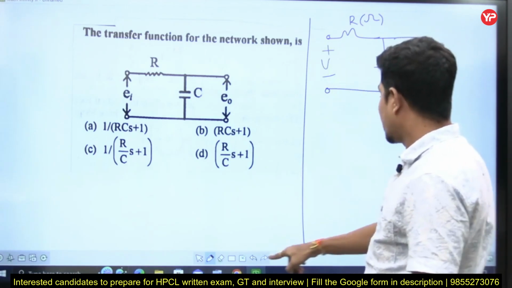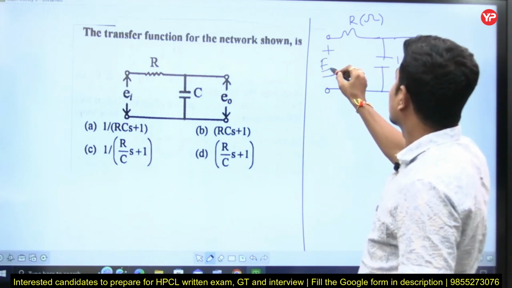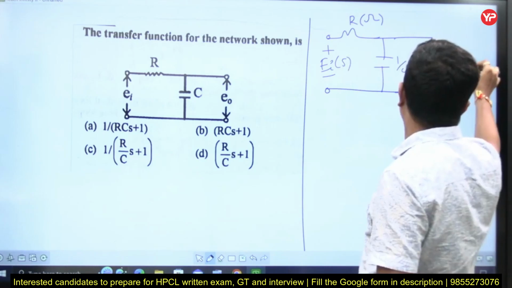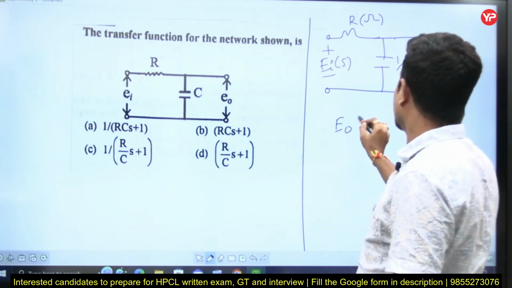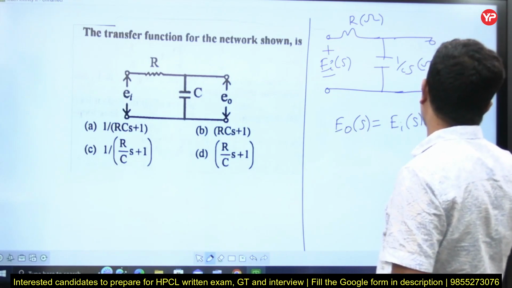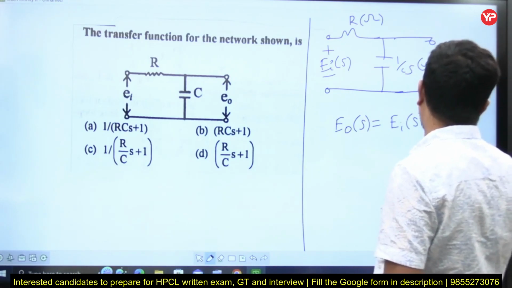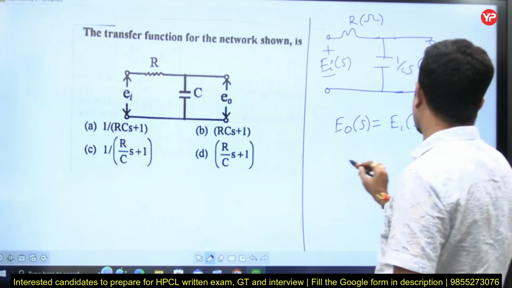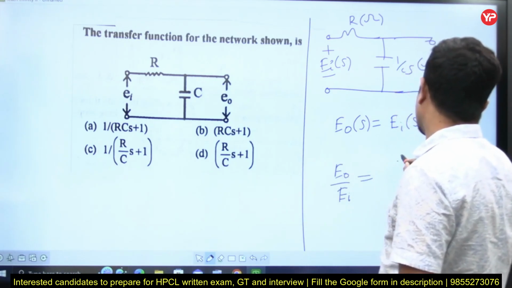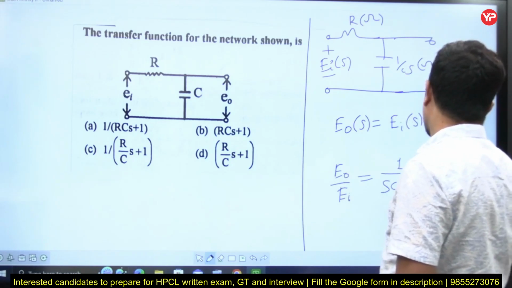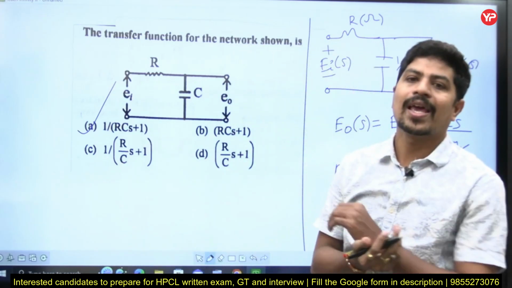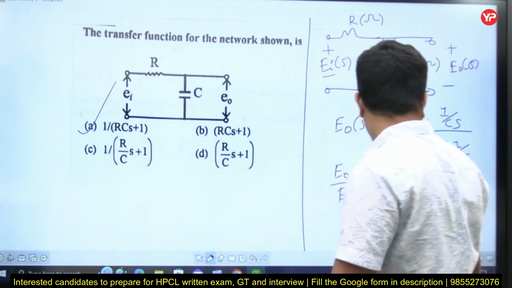This is EI of S, this is EI of S, this is E naught of S. Output voltage E naught of S is equal to EI of S into 1 by CS divided by R plus 1 by CS. So E naught by EI is the transfer function, that is 1 by RCS plus 1. Choice is A. Let's go to the next question.